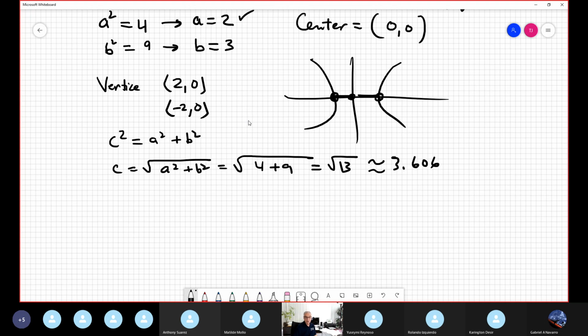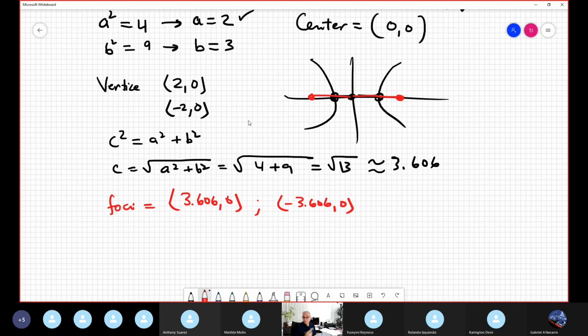This is the focal distance, and the focal distance from the center is this segment. Look, the foci is located here, 3 point something. So the foci, the plural, are 3.606 and negative 3.606, in that direction or in that direction.